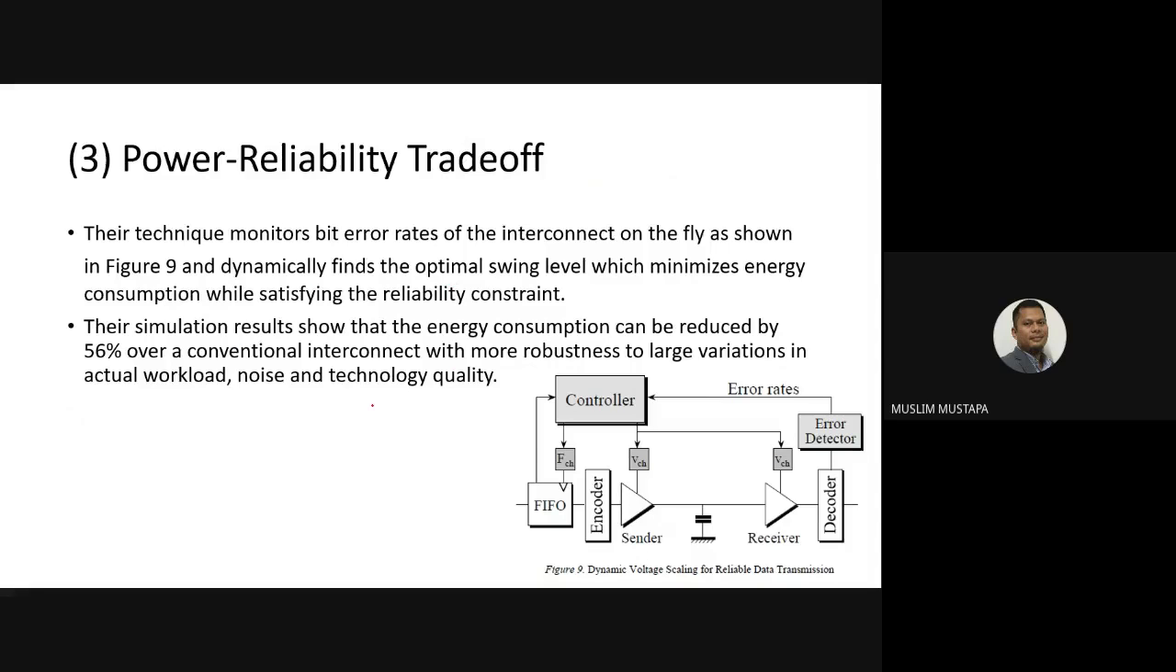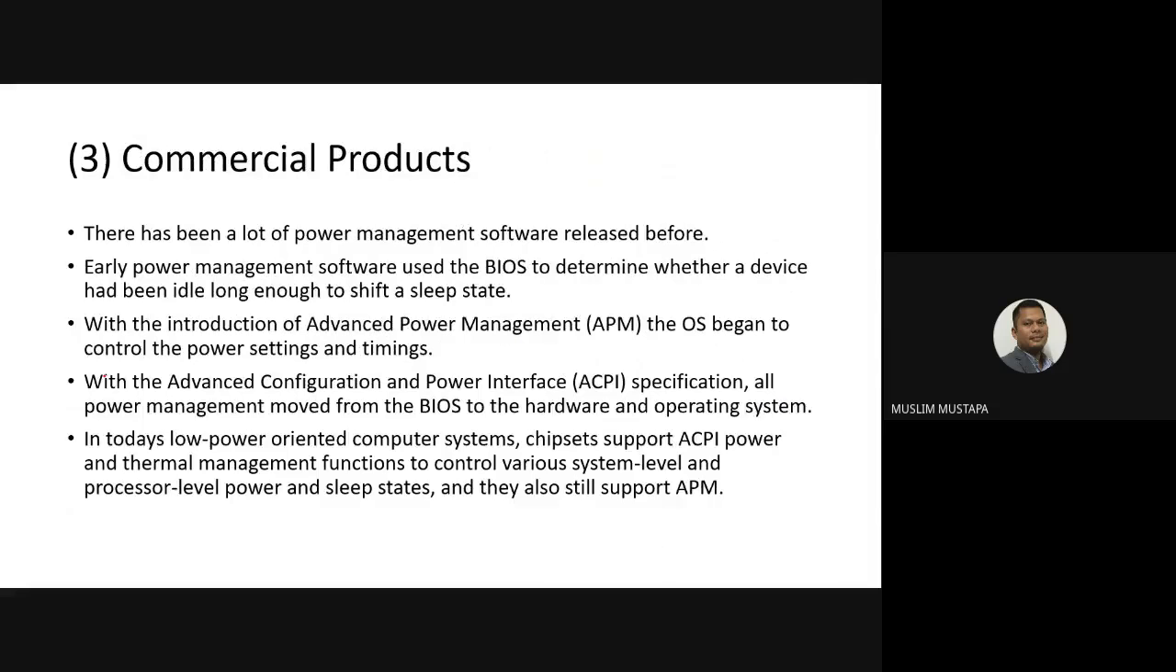And then this is one of the techniques. They monitor the error rates as they lower down the voltage, so how much error they have if they lower down the voltage. The simulation results show that energy consumption can be reduced by 56% over conventional interconnect, with more robustness to large variations, actual workload, noise, and technology variation, right? So you can apply the method and have the energy consumption reduced by almost half from the initial.